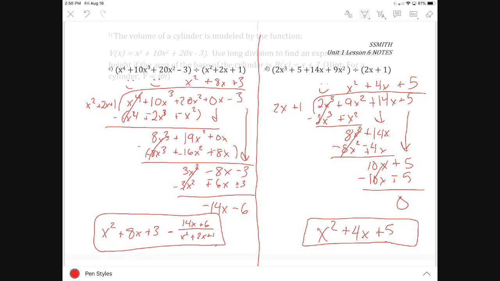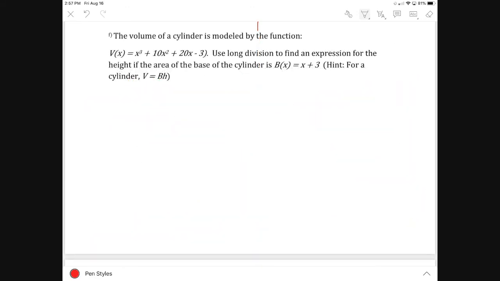Alright, so now we're going to go to our last problem, and it's a word problem. So the volume of a cylinder is modeled by the function v of x equals x to the third plus 10x squared plus 20x minus 3. So we're going to use long division for this. So the expression we're going to use is b of x equals x plus 3. So hint, a cylinder is v equals b to the h. So we know what b is, and we know what v is. So we're going to divide our v by our h.